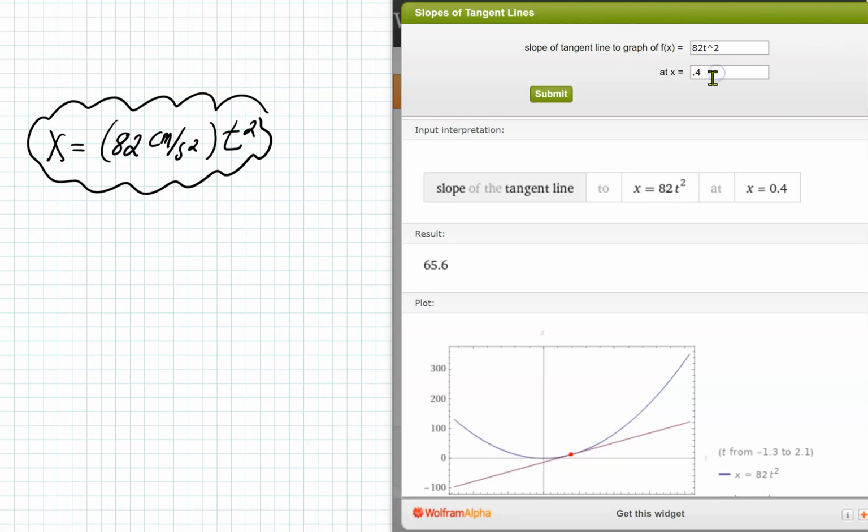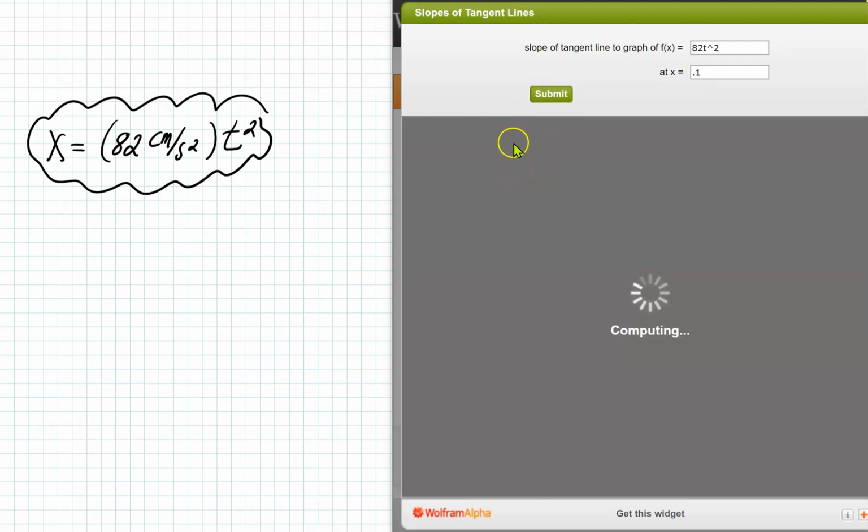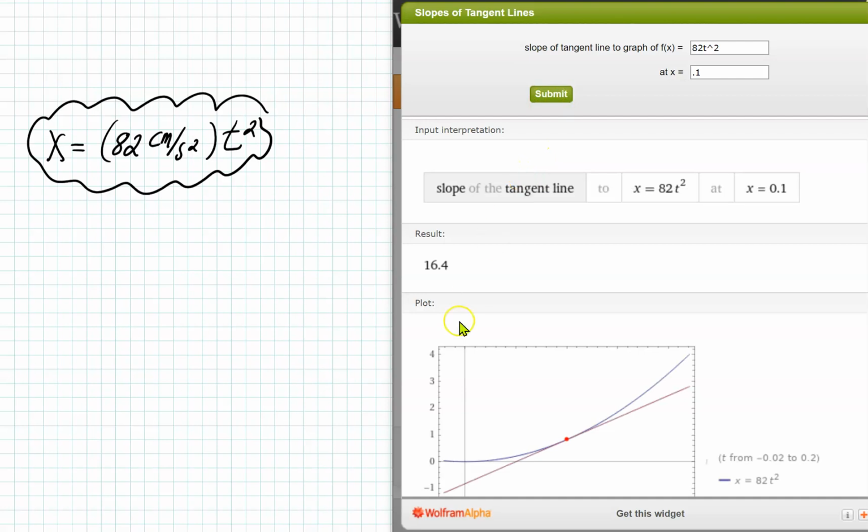And then what you're going to do is pick specific values. This says x, but this is our t, this is our time. So you would start with 0.1 seconds, and you hit submit. It's going to do its thing for a couple of seconds, and then it's going to give you right there what you want. That is the slope of the tangent line.